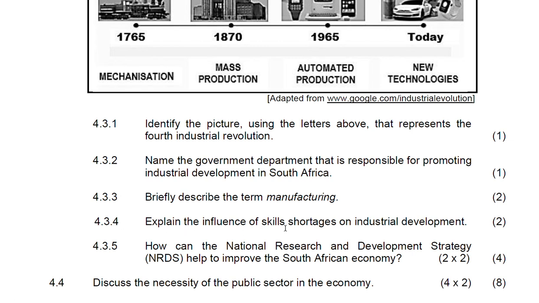4.3.4, explain the influence of skills shortage on industrial development. So what are the issues of having less skilled labourers in different industries, or when industries are being developed? Having a shortage of skills is very costly, you need to understand. But now let us explain. Industrial development may slow down as businesses may fail to recruit highly skilled personnel. If there is a skills shortage, it means that companies that need, for example, engineers will go to the market and will not be able to find those skills. Therefore, recruitment will be hard because there will be no skills that they are looking for.